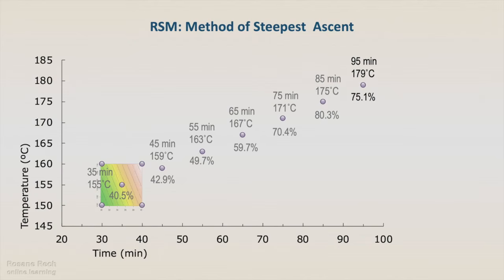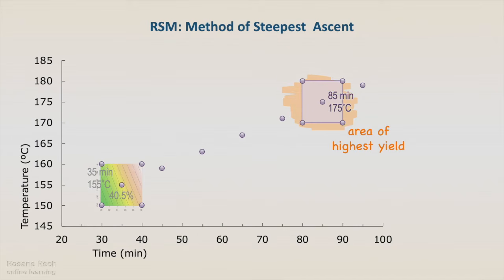But the next one, 95 minutes and 179 degrees Celsius, results in a yield of 75.1%, lower than the result of the previous conditions. It seems that the conditions around 85 minutes and 175 degrees Celsius are in the experimental space of the highest yield. Let's check this assumption by building an experimental design around this point.